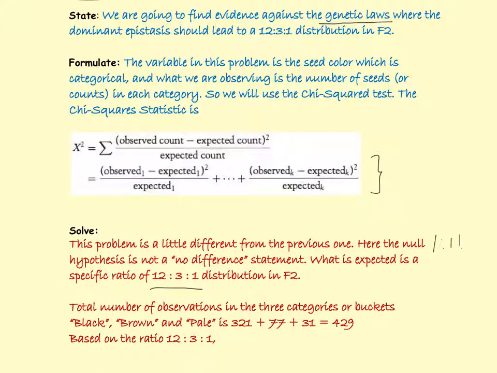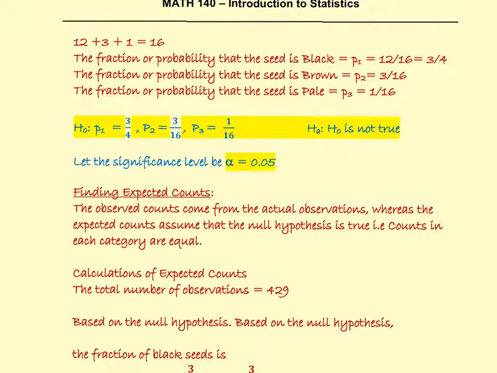So first let us add up all the numbers, which adds up to 429. That's the total number of seeds that were observed. Now we have to calculate based on the 12:3:1 ratio as to what we expect the counts to be. That is not given to us. We need to first figure out what the expected counts are. So first let's try to understand what the 12:3:1 ratio really means. So first we add up all the numbers, 12 plus 3 plus 1, which is equal to 16.